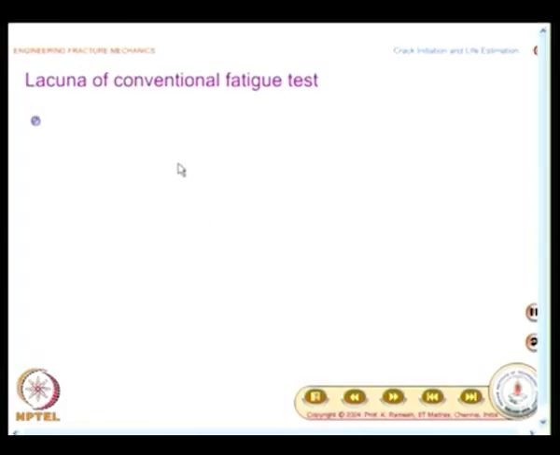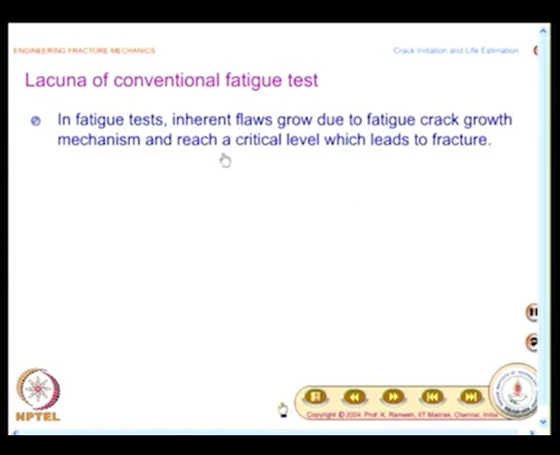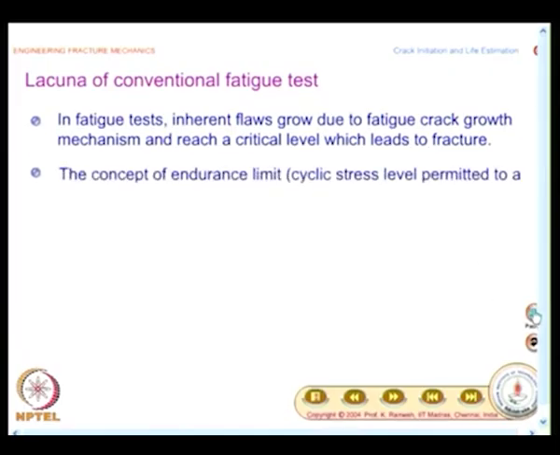So the first issue is, can you extrapolate the results from a conventional fatigue test to answer these questions? If you ask that kind of question, the answer is no. In a fatigue test, inherent flaws grow due to the fatigue crack growth mechanism and reach a critical level which leads to fracture. This is perfectly all right, but how is the fatigue test done?